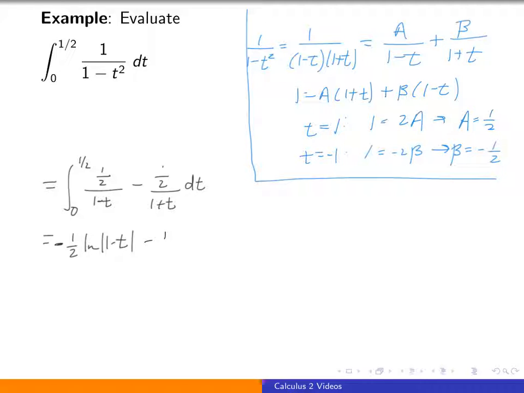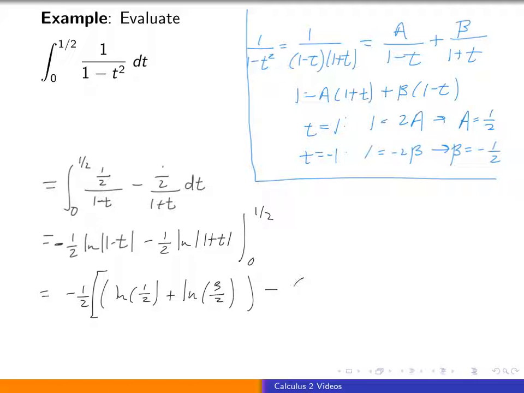Then for the second piece, we have minus 1/2 natural log absolute value 1 plus t, and we evaluate from 0 to 1/2. So we have a minus 1/2 that pulls out front, and then we plug in a 1/2, so that would be natural log of 1/2, plus, because we've pulled out a minus 1/2, natural log of 3/2, and then we subtract away what we get when we plug in 0. Natural log 1 plus natural log 1.